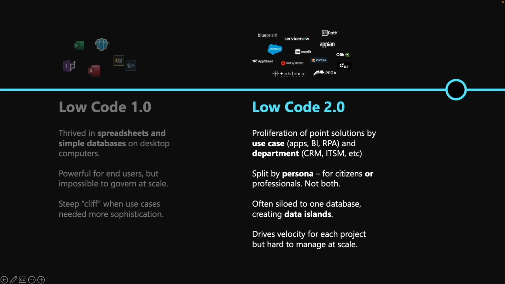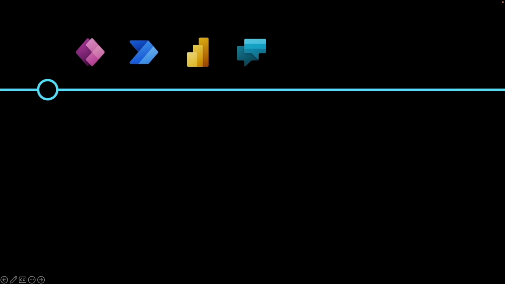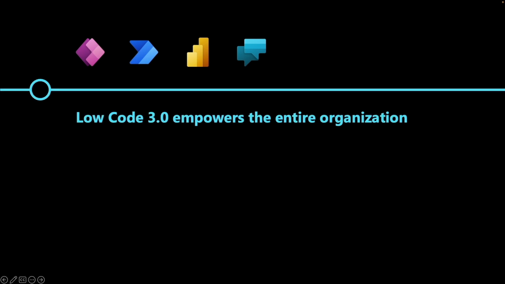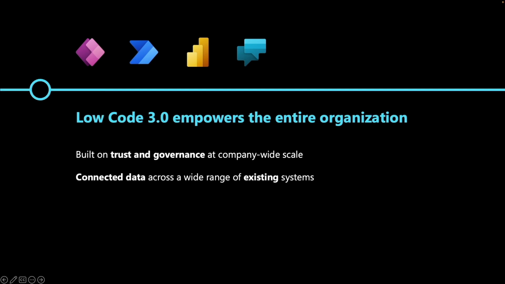So these low-code 2.0 tools are really kind of split out by persona. They're either built for business users or citizen makers, as we often call them, low-code developers, or professional developers, not really both. And with these solutions, your data is often siloed into one database. And these still can be a little bit hard to manage at scale. But where we are today is low-code 3.0. This is about empowering your entire organization. It's built on trust and governance at a company enterprise-wide scale. And we move beyond those data silos into connected data across your systems.